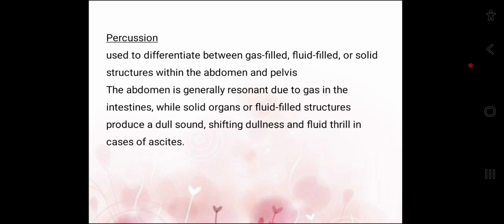Abdominal percussion is used to differentiate between masses: is it filled with gas, fluid, or a solid structure? The abdomen is generally resonant due to gas in the intestine, while organs and fluid-filled structures produce a dull sound. Ascites, which is a free fluid collection in the peritoneal cavity, is detected on examination by shifting dullness and fluid thrill.